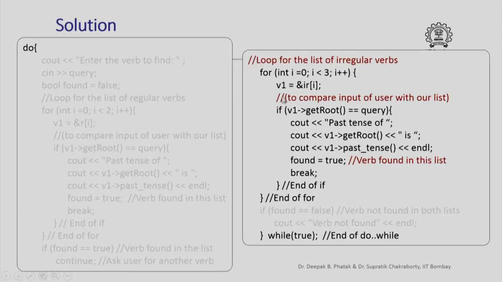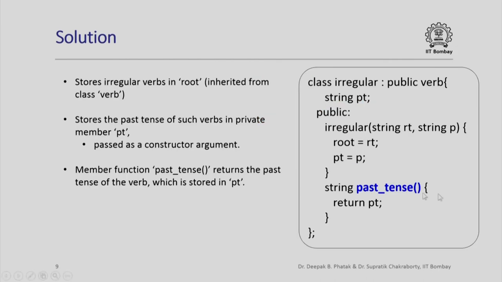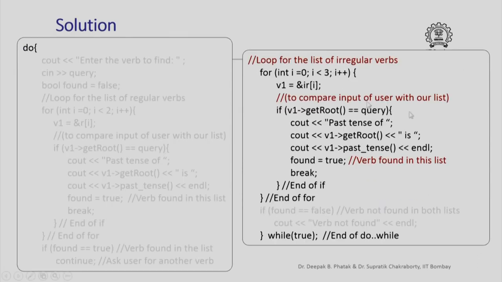And in this particular case, v1 is pointing to an object of the class irregular. So, therefore, it has to go and call past tense from the class irregular, and this method past tense in the class irregular is just going to return the string pt, which was the past tense of the verb that was provided when this object itself was created, and to the constructor of this class we had provided this past tense as an argument. So, that is what it is going to return here, and it is going to print that out, set the flag to true and break from this for loop because it has found the queried verb in the list of irregular verbs.